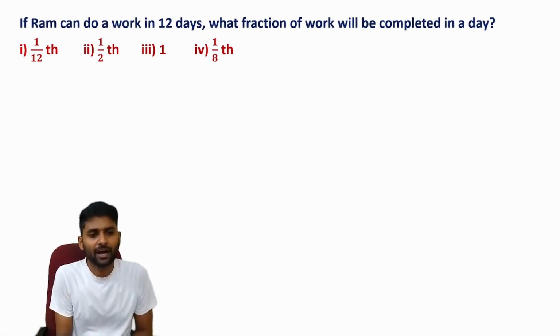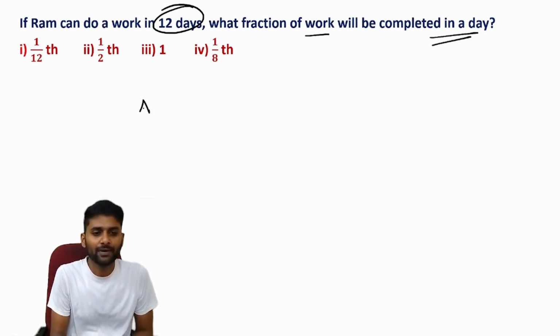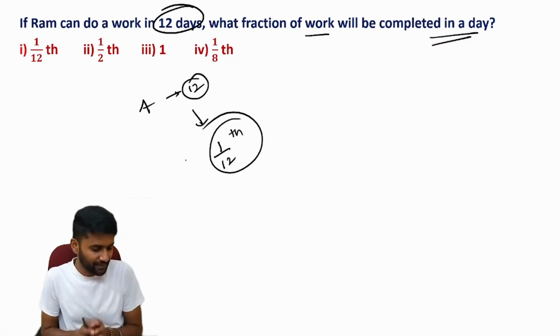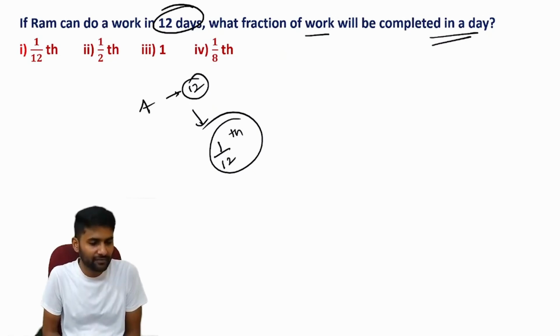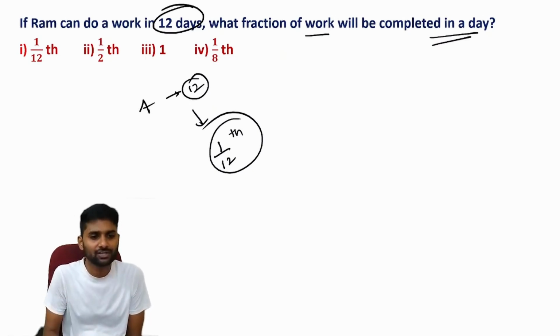Now see, if Ram can do a work in 12 days, what fraction of work will be completed in a day? You know that a person completes the work in 12 days, per day he completes exactly 1/12th of the work. If they complete 1/12th of the work every day, then the whole work is completed in 12 days. So here 1/12th is the correct answer.